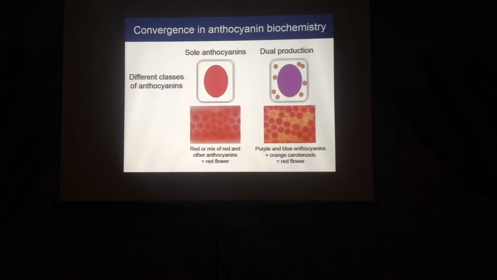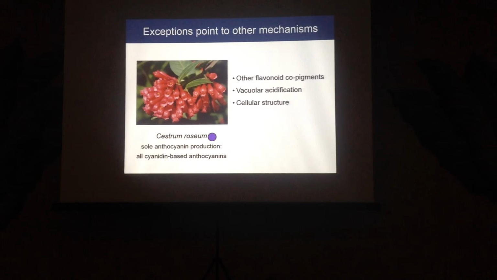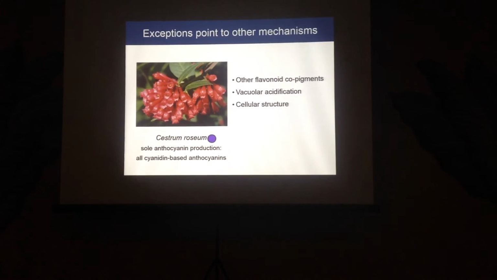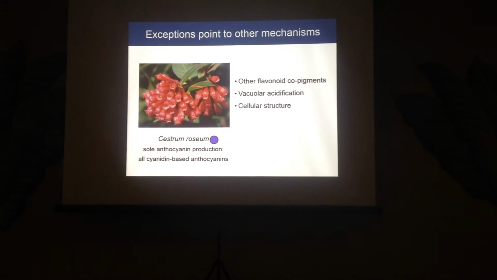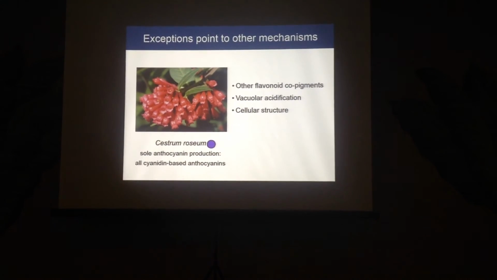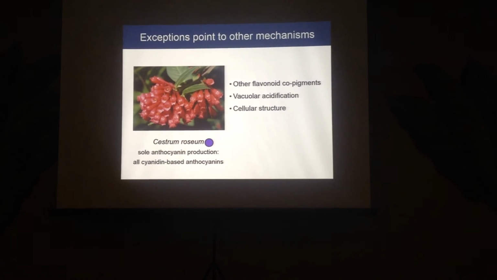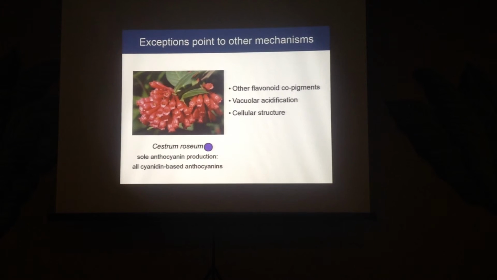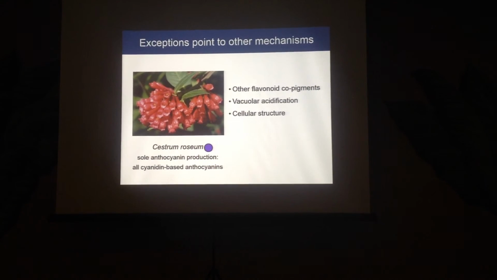So that pattern, however, I'll mention was significant, but it was not perfect. We do have some species that are making red flowers in some other mysterious way. This is an example of one of those. This is Cestrum roseum, which is endemic to the Mexican highlands. It is one of these things that only makes anthocyanins in its petal cells, and all of those are purple cyanidin-based anthocyanins. So what's going on there?